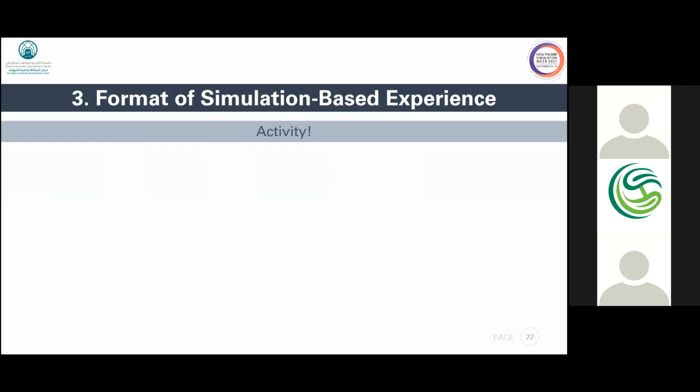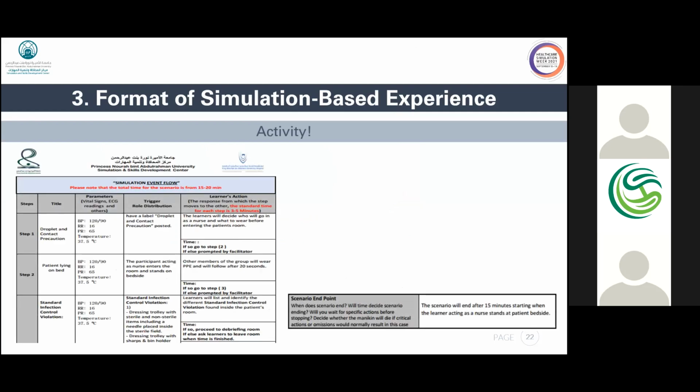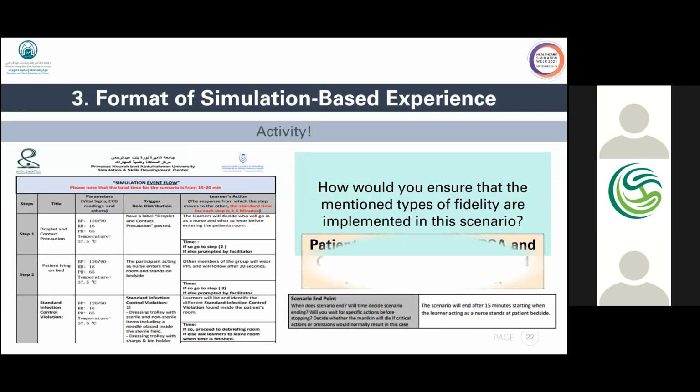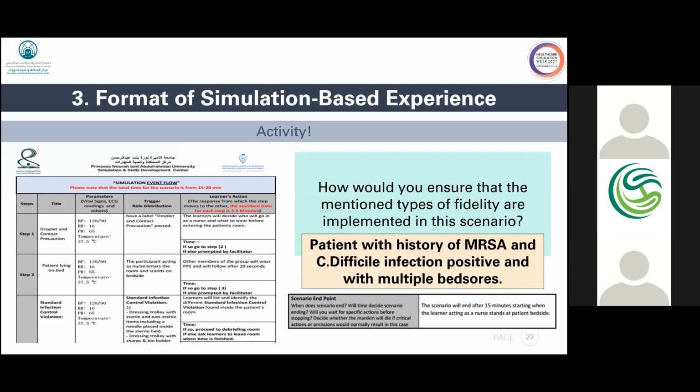So let's have a little activity. Going back to the scenario before, which is concerned with MRSA, a positive infection with multiple bed sores. How would you ensure that the mentioned types of fidelities are implemented in this scenario?